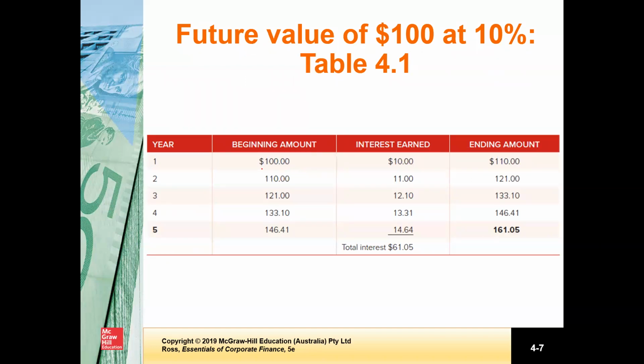Now, this is just another example. If we invest $100 and the interest rate is 10%, the first year interest would be 10, so at the end of the year it's 110. Next year, interest will be calculated on both the interest and the principal. As a result, you can see the amount of interest earned gradually increases because interest is earned on the interest amount also. And total interest earned becomes 61.05 over this 5-year period.